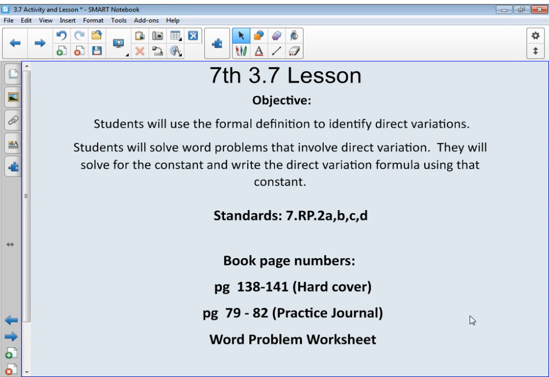The standards in this lesson, once again, are 7.RP.2A, B, C, and D. The hardcover book page numbers are 138 through 141, and the practice journal pages 79 through 82. You will also be using a word problem worksheet with this lesson.